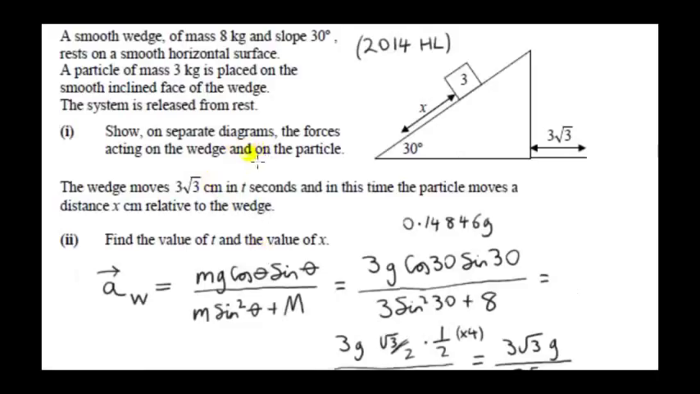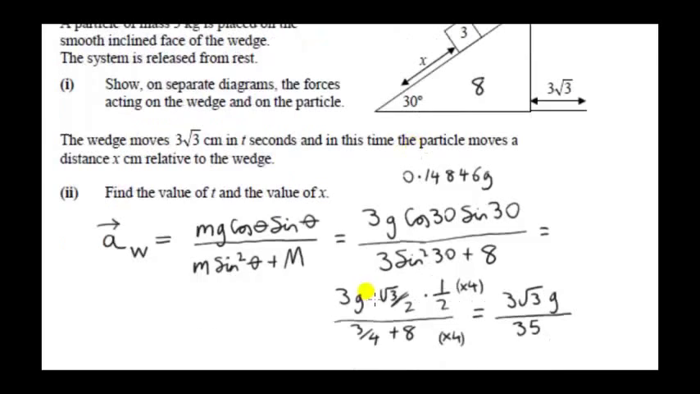Let's look at a similar example. So we have a particle of mass 3 resting on a wedge of mass 8. So you can go ahead and get the acceleration either using this formula or going through the methods of what we did previously. Little m is 3, big M is 8, theta is 30 degrees. Okay, I'm going to leave our answer in surd form, so I'm multiplying above and below by 4 here to get 3 root 3g over 35.